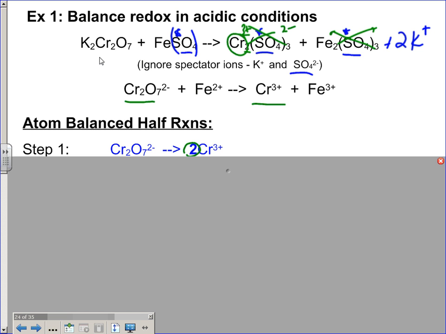Now I've added a 2 here to signal that I'm balancing chromiums because I had 2 chromiums on the reactant side and I needed 2 chromiums on the product side. All right, next step.